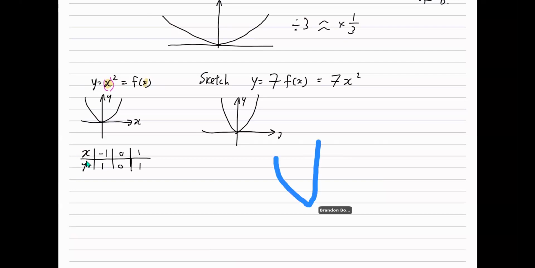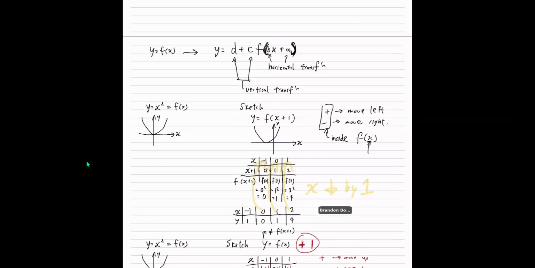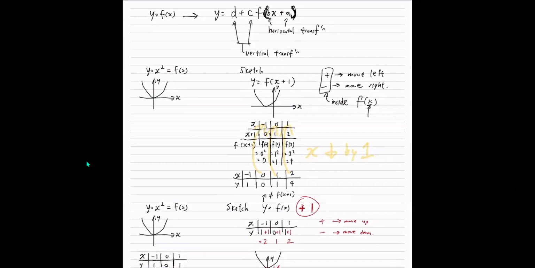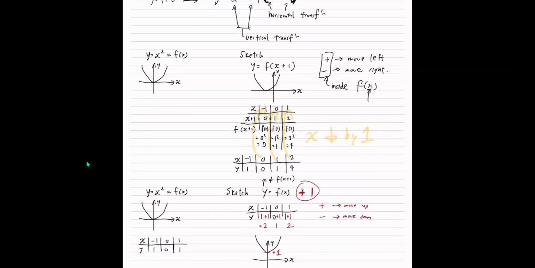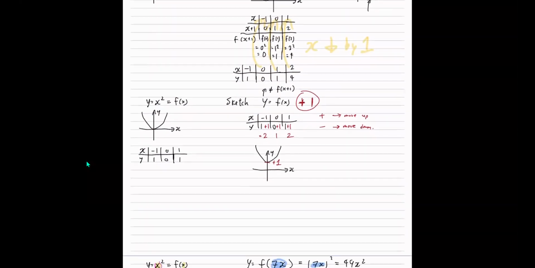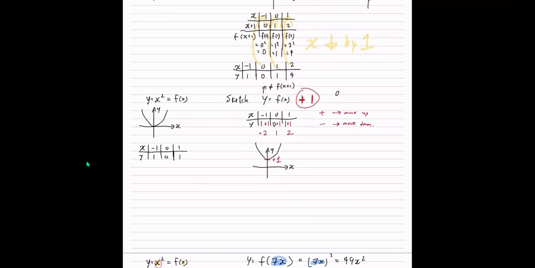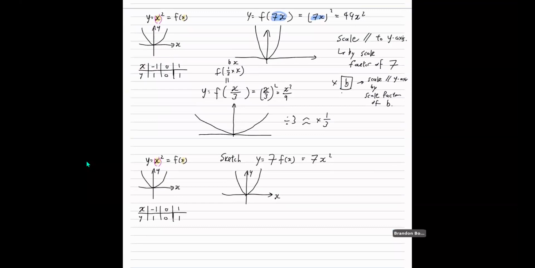Let me just double check something. Did I say anything wrongly? Plus 1 you move left, minus you move right. That's inside the brackets. This one is outside the brackets. Next one is inside the brackets, you multiply. Next one is outside the brackets, you multiply.